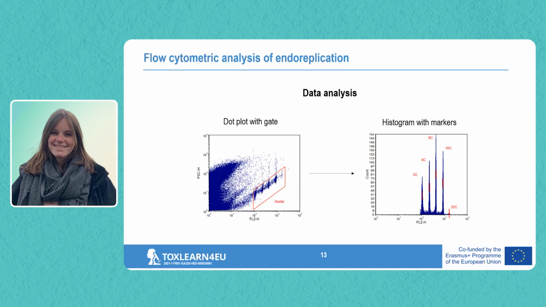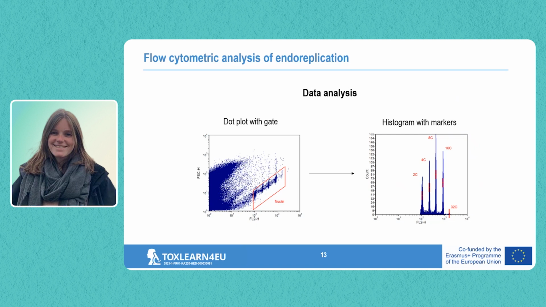And what we can then do, I don't know if it's super clear here, but we can put also these small markers around each peak, and we can make the data analysis software count how many particles or how many nuclei correspond to each peak. And then we convert these values to percentages.